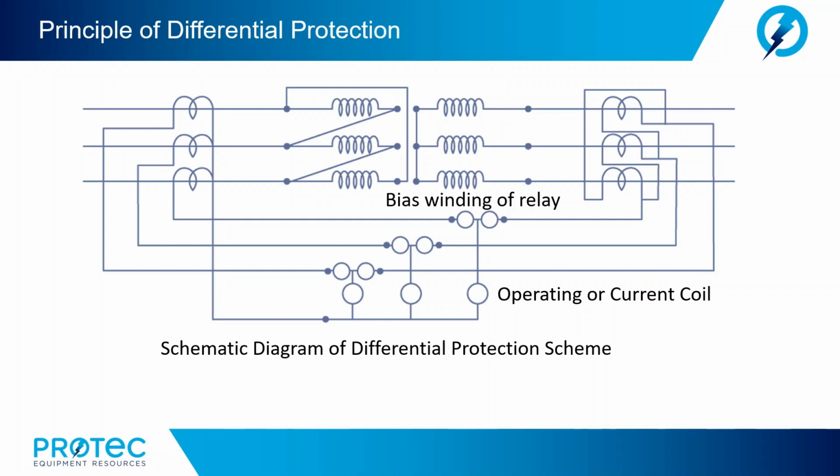Now, does the polarity of the CTs matter? Well, yes, they do. Also, to correct for phase shift of the current due to delta Y configuration of the transformer winding, the current transformer's secondary should be connected in delta and Y as shown here.